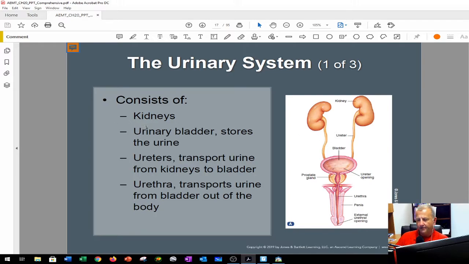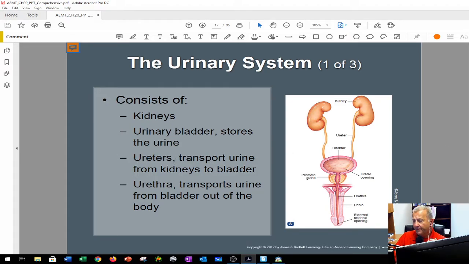The urinary system. So here we are at the urinary system. The primary function of the urinary system is to remove waste, but it also works with acid base. We know this from previous chapters. The kidneys are late to get into the game of acid base, but they can retain bicarb to help with that.